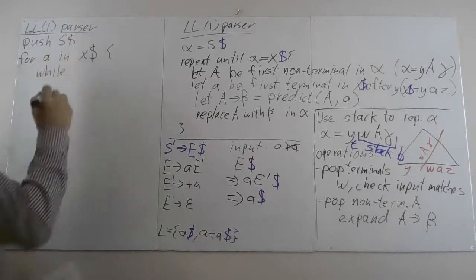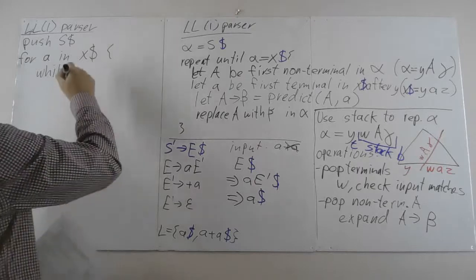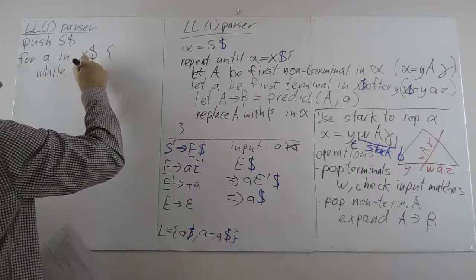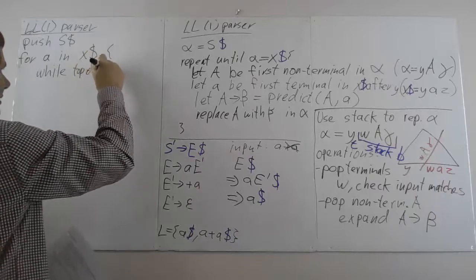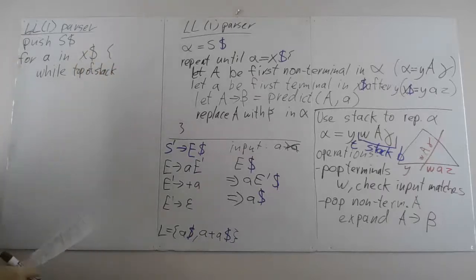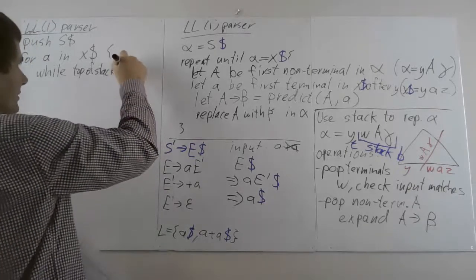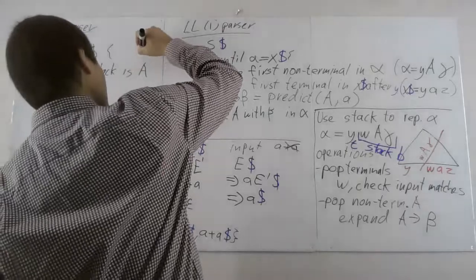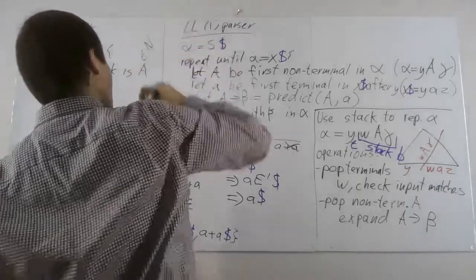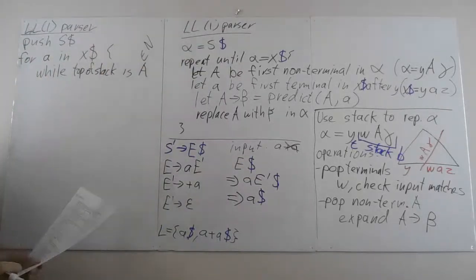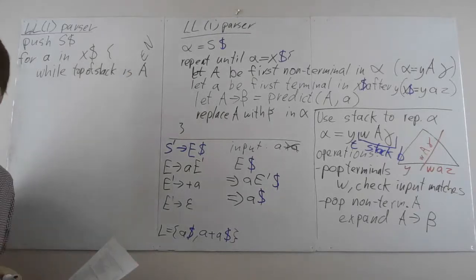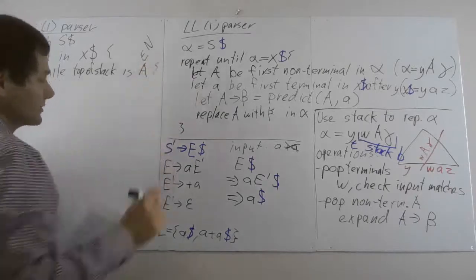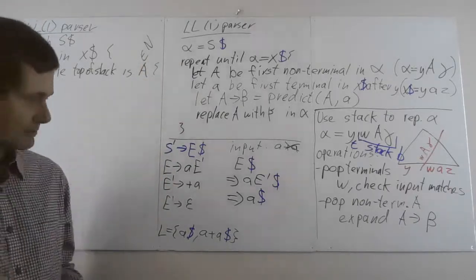Okay, so we'll do the second case first, and I'm going to make this a while loop rather than an if statement. So I'm going to say while the top of stack is a non-terminal A, right? And I can say A in N, so it's a non-terminal, but that's just the convention of capital A representing a non-terminal.